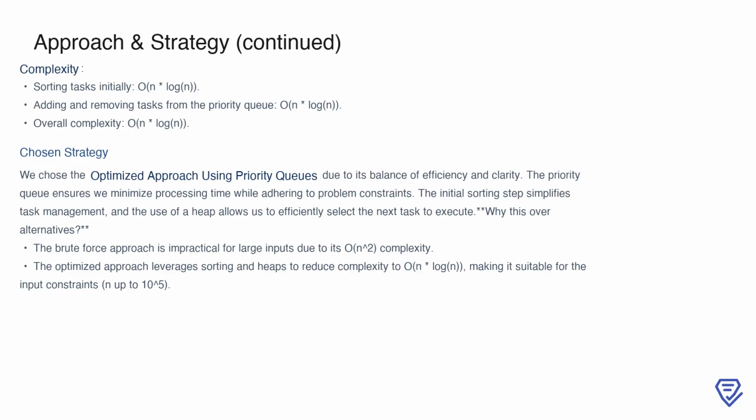This makes the optimized approach well suited for the problem's constraints, where the number of tasks can reach up to 100,000. The balance between efficiency and clarity is what makes this strategy ideal. By leveraging the initial sorting step, we simplify the process of determining task availability, and the priority queue provides an efficient mechanism for selecting the next task to execute. These elements work together to ensure the algorithm performs well even for large inputs.